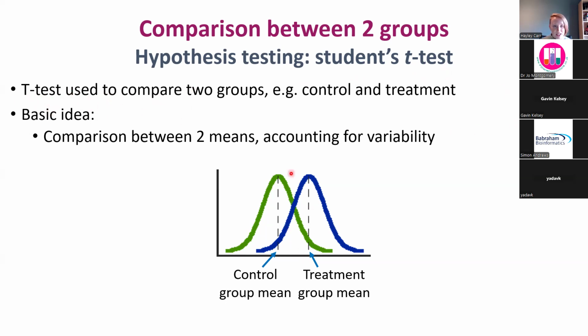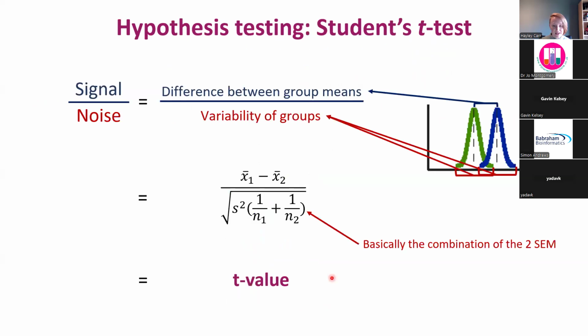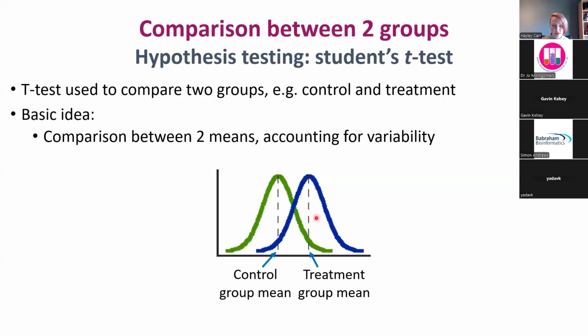So we use a t-test again to compare two groups. I'm going to stick with the example of a control and a treatment. So we'd have these two potential populations here. So we have our control group and our treatment group. We have our mean in the middle, and we have some level of variability in our two groups. And so a t-test looks to compare the two means while accounting for the variability or the spread in our data.